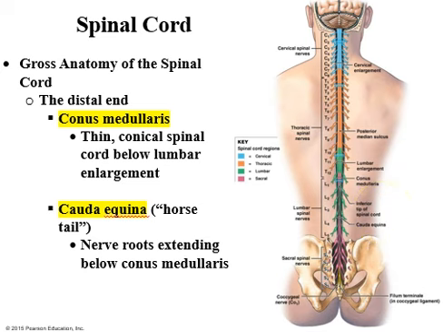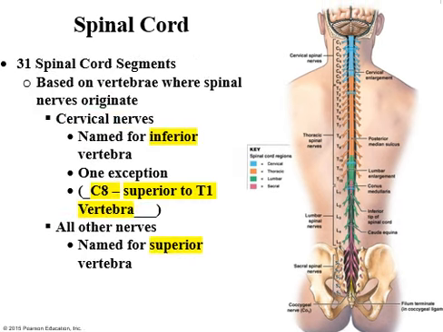All right, so now that we've mentioned these different parts of the cord, we see that there are 31 different cord segments. Each of these cord segments is going to contain those cell bodies, and they're also going to be named after the region of the spine that they're found in. Cervical nerves are going to be named for the vertebrae that they're superior to, or in other words, it is the inferior vertebrae, the one below them, that gives them their name.